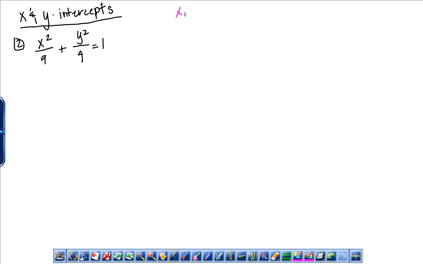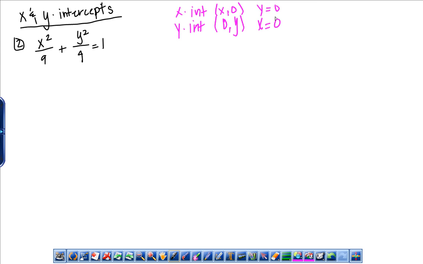Okay, so let's look at x and y intercepts. If you have an x-intercept, like we just looked at, your x-intercept is going to be (x, 0), where your y value is 0. And a y-intercept is going to be (0, y), where your x value is 0.